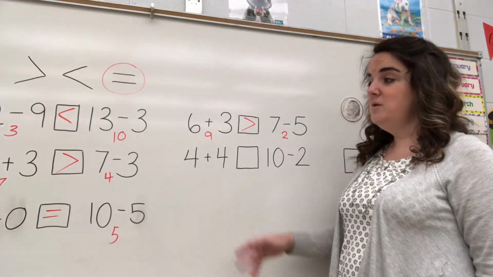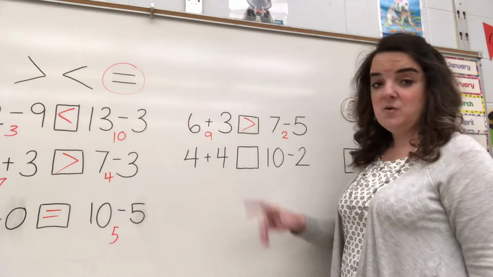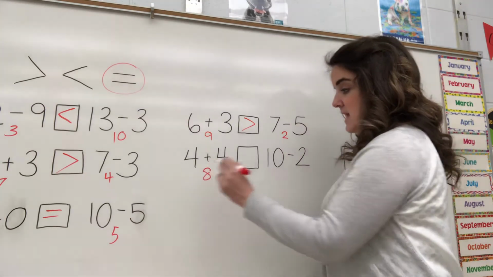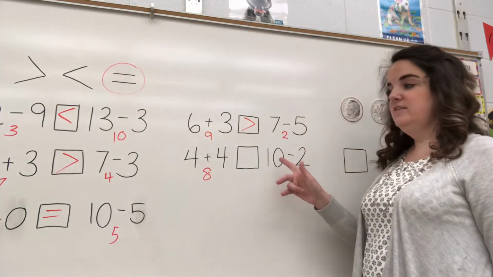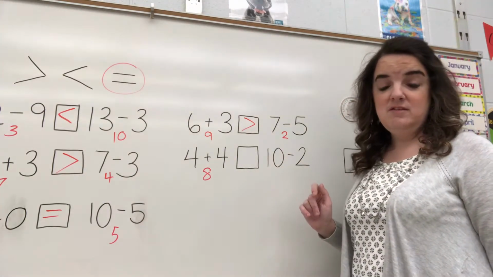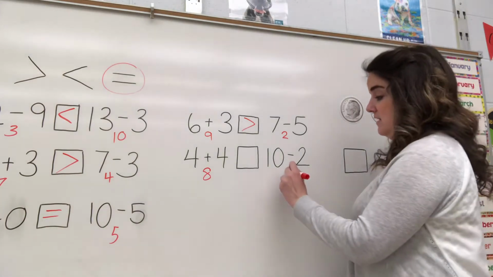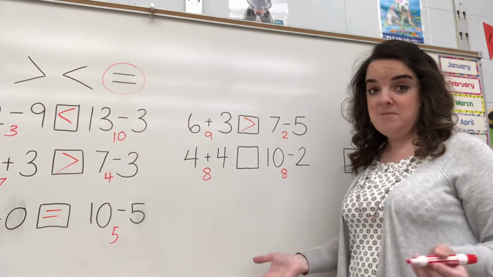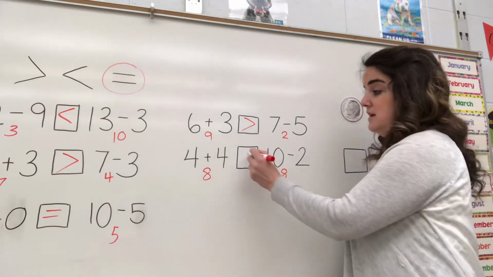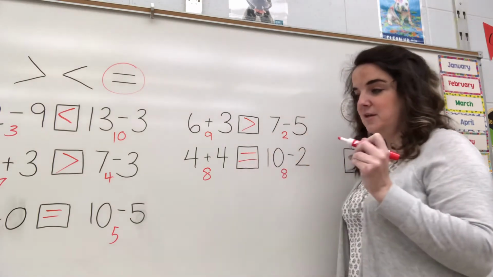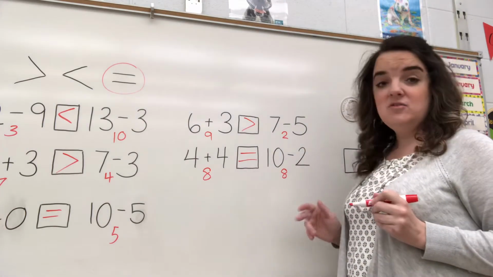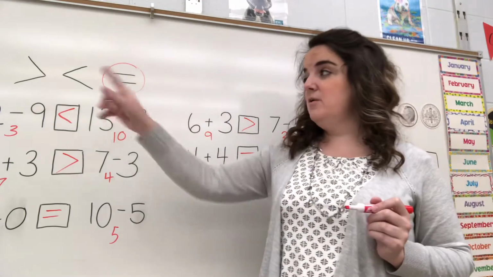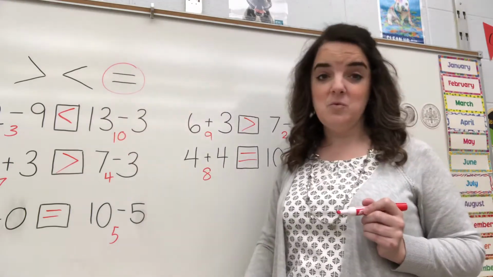All right, last one, 4 plus 4, and that equals 8. Now let's go over here. 10 minus 2. 10 minus 2 is 8. Oh, they're the same numbers. So that means that this one is equal. If it's the same, it's going to be equal. All right, so that's our new concept: greater than, less than, and equal.